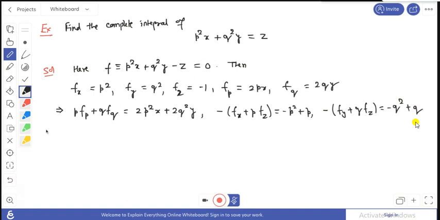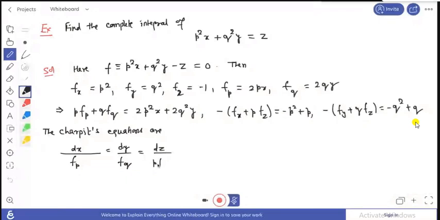Okay, then the Charpit equations are, these equations are dx over fp, dy over fq, dz over p fp plus q fq, and this equals dp over minus of fx plus p fz, and dq over minus fy plus q fz.